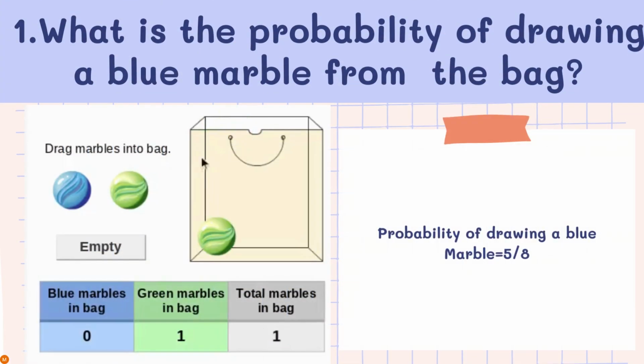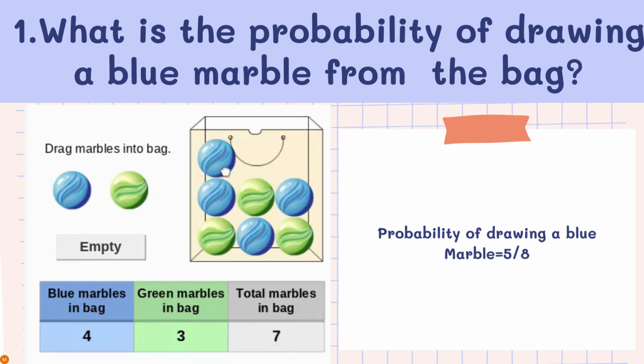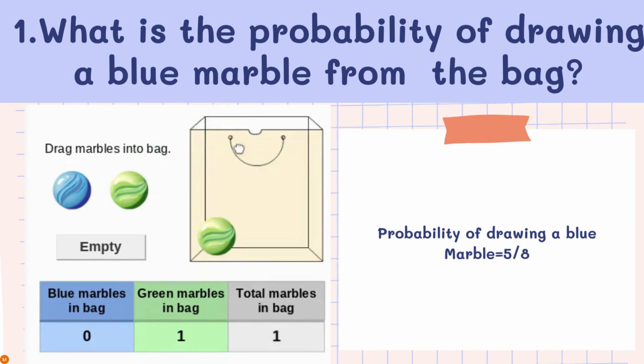What is the probability of drawing a blue marble from the bag? First, I'm going to drag the marbles into the bag. I'm going to add 5 blue marbles and 3 green marbles. As you can see here, in the blue section, it says the blue marbles in bag equals 5. And in the green section, it says green marbles in bag equals 3. And the total marbles in the bag equals 8.